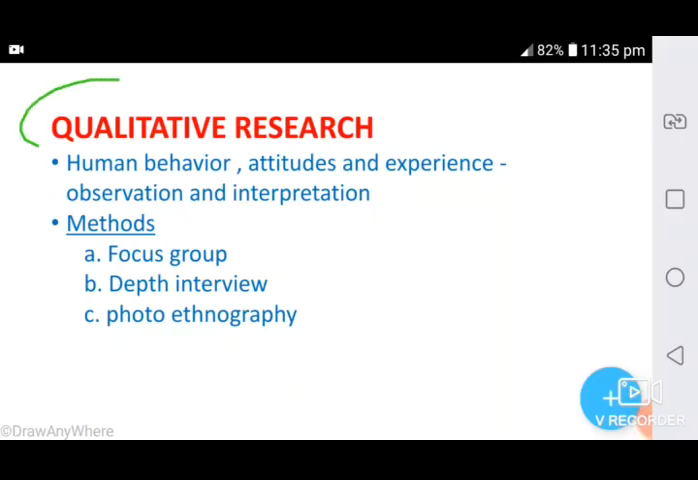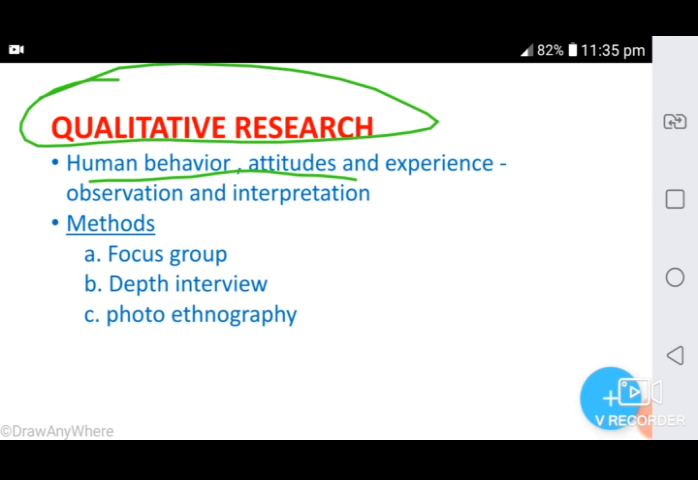First one, qualitative research. It involves quality, that is, when the research is to be made on human behavior, attitude, culture, experience, on the basis of observation and interpretation, the research is said to be qualitative. For example, market research conducted to collect data regarding consumer taste, preference, and choice by analyzing their buying behavior. Okay, it is qualitative research.